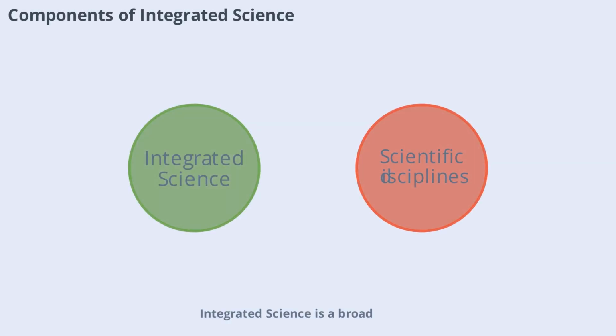Integrated science is a broad field that combines various scientific disciplines. Grade 6 learners are introduced to components such as biology, chemistry, and physics. Each component covers different aspects of the natural world, from living organisms to chemical reactions and physical laws.